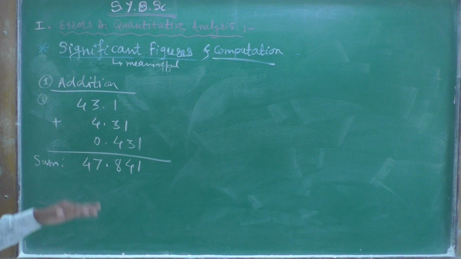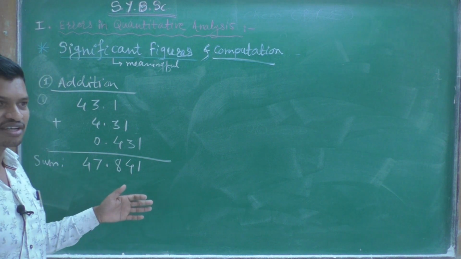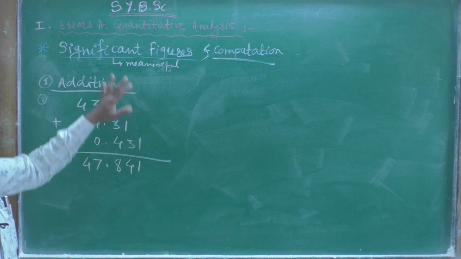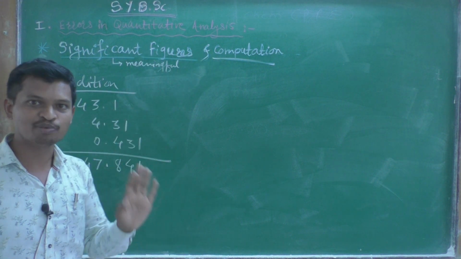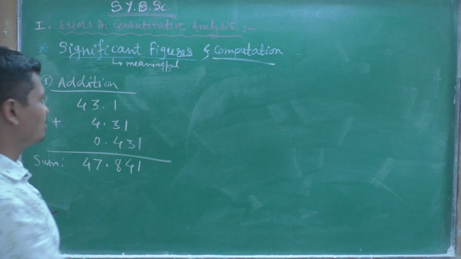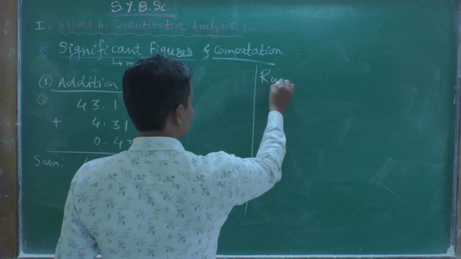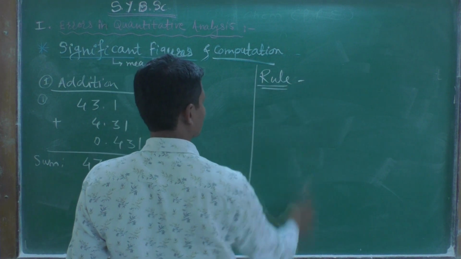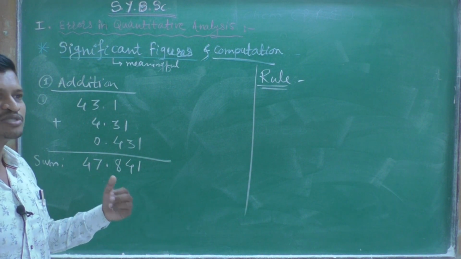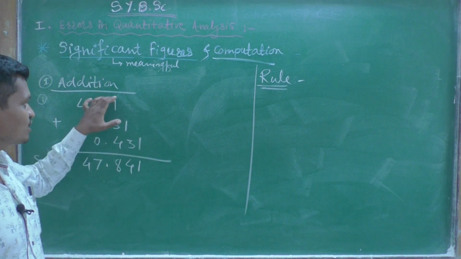Okay, but this answer, this summation, is not correct as per the rules of significant figures and computation. Why? What is the rule? First of all, let us see the number of significant figures and the number of decimal places in each of these numbers.